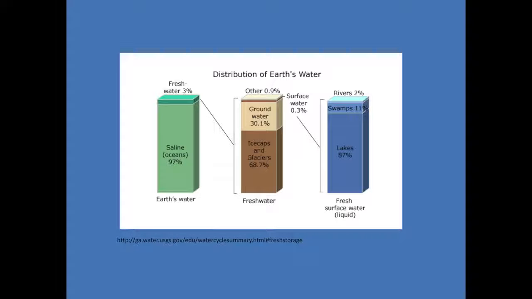So when we look at the distribution of Earth's water, you can see that 97% of our water is saline. This is in the oceans, leaving 3% to be fresh water. If you take just that 3% fresh water and look at the distribution of just the fresh water, you can see most of that is held up in ice and glaciers. 30% of that fresh water is groundwater. So you can see groundwater is a pretty important resource in the overall scheme of just our very small portion of fresh water. And then surface water is even smaller than that, 0.3% surface water, and most of it's in our lakes, rivers, swamps.